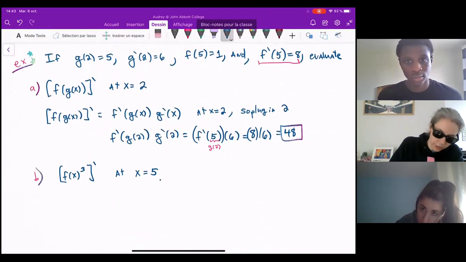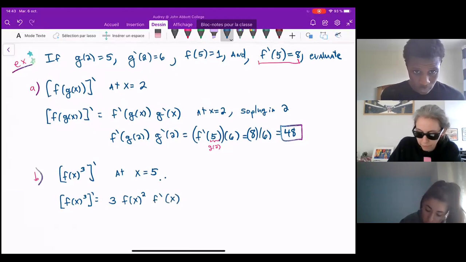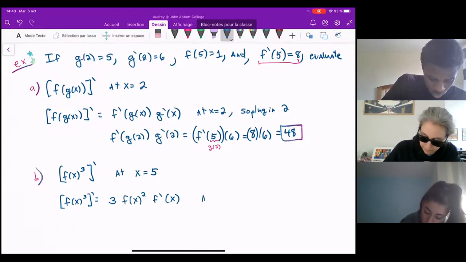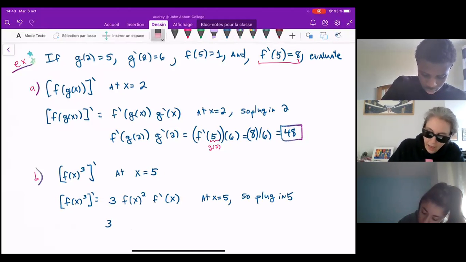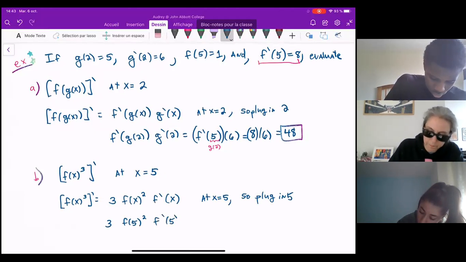And that first one tells me that I bring the 3 down, I don't touch what's inside, I subtract 1, and then I pull out f prime. But I want this at x equals 5. So that means I'm going to plug in 5 now. So I'm going to have 3 times f of 5 squared times f prime of 5.